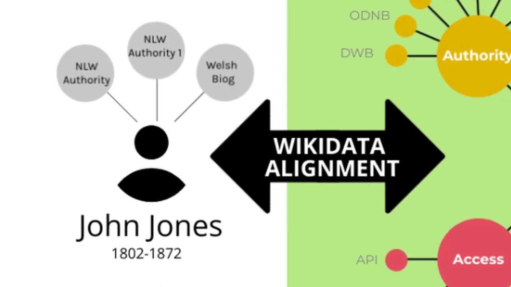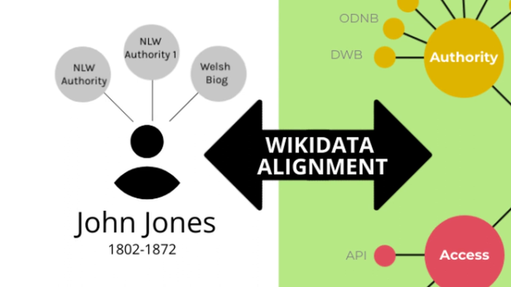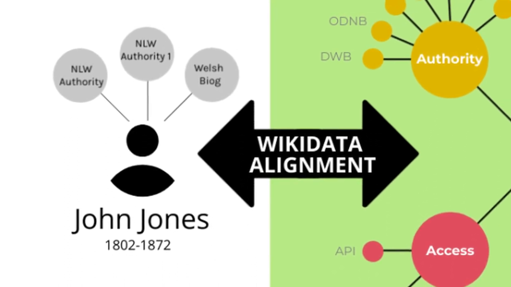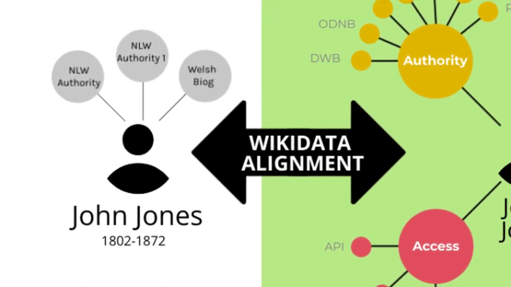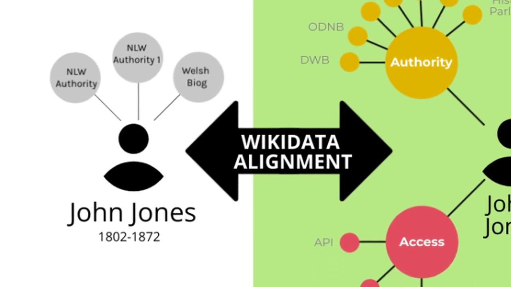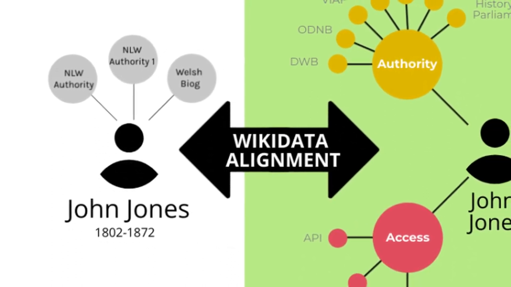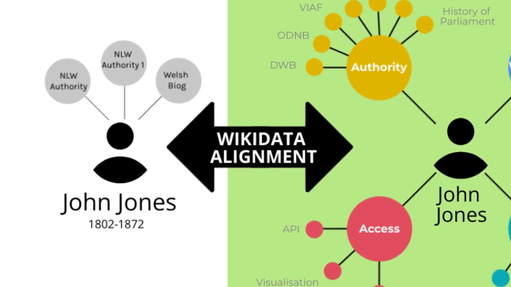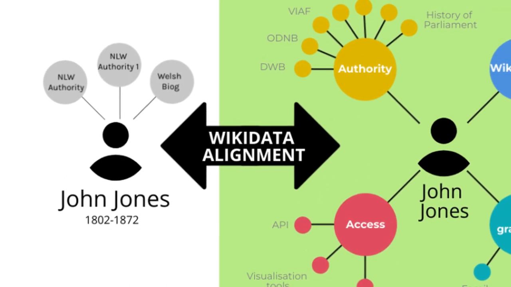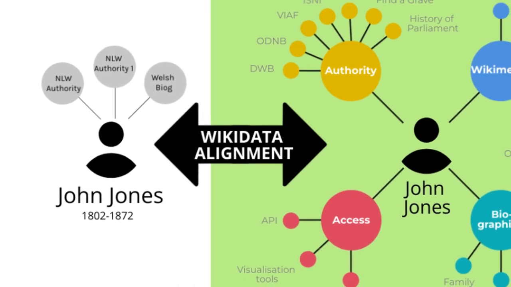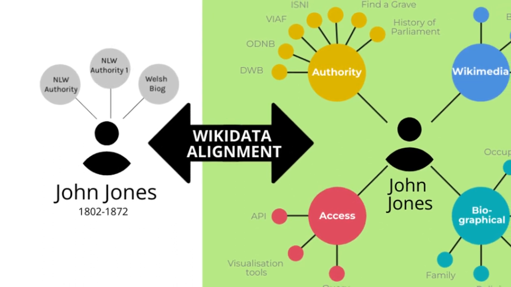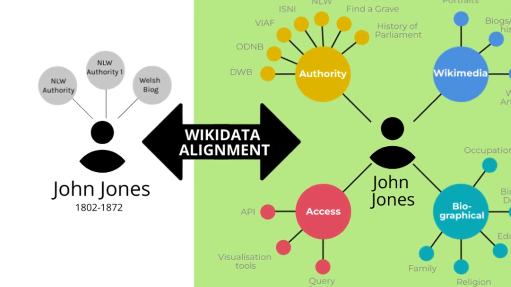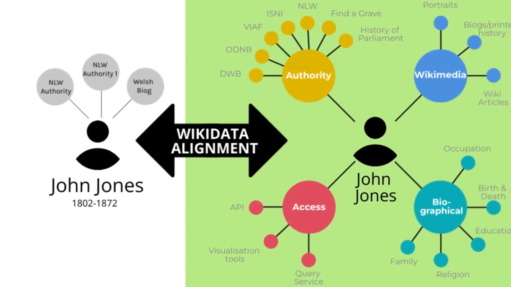So we started by trying to reconcile our own data and identify when the same people appeared with more than one identifier or within different collection areas in our archives. And then what we did is start aligning that data to Wikidata. So trying to find out if the people that our authority records describe are also in Wikidata.